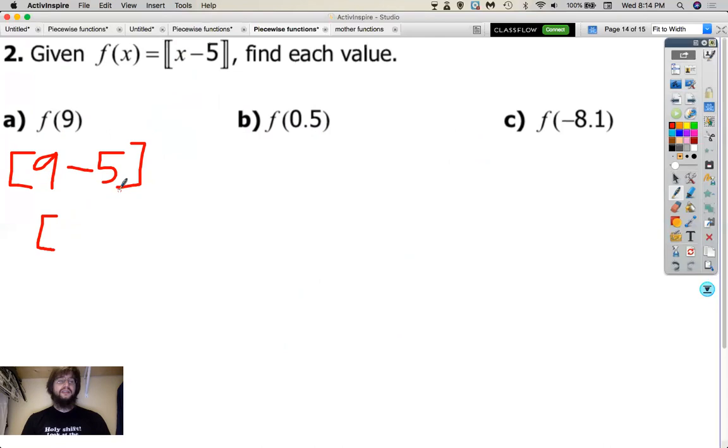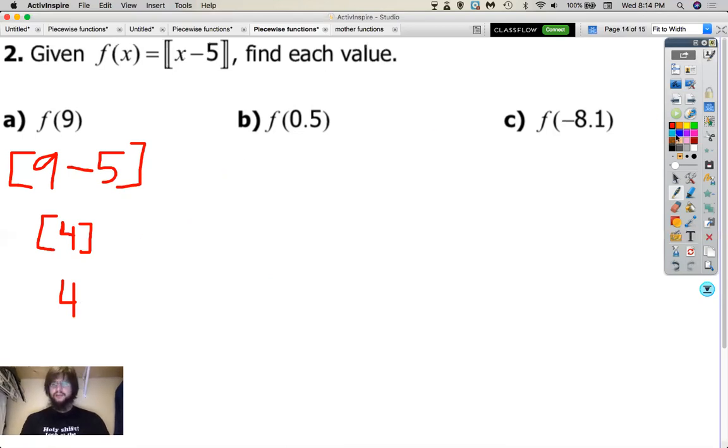Simplify. Pretend it's just a regular parentheses, which is why a lot of people use different symbols, because this could be a regular set of parentheses if we're doing just some order of operations. Anyway, what's the greatest integer of 4? 4. It's less than or equal to itself. And 4 is definitely less than or equal to itself.